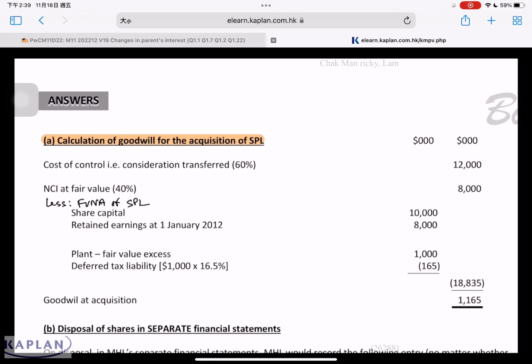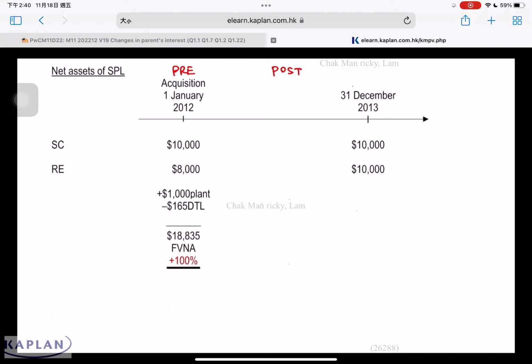Can we put this working over here? Goodwill calculation is equal to 1165. Parent represents 60%, the cost is equal to $12 million, and the NCI is 40%, $8 million. We take parent plus NCI minus the fair value of assets equals goodwill.